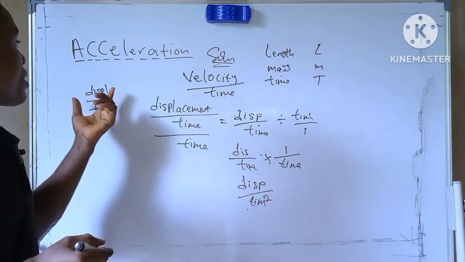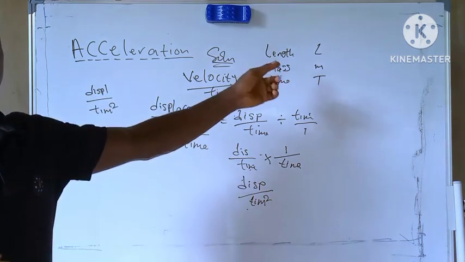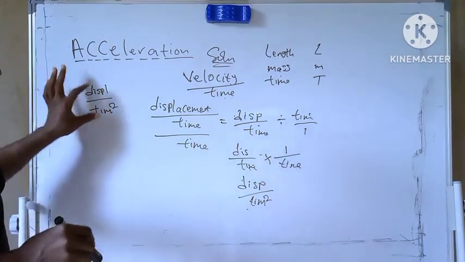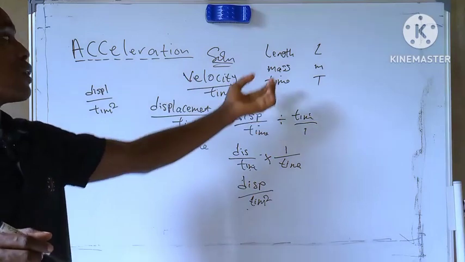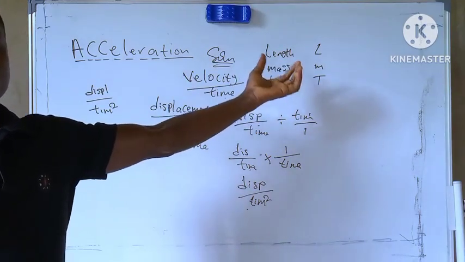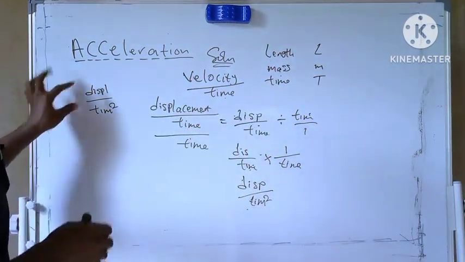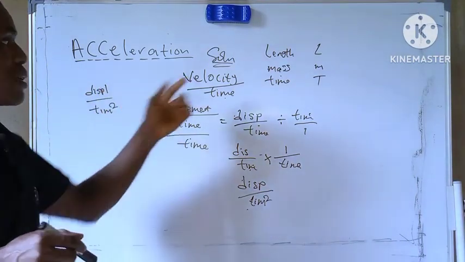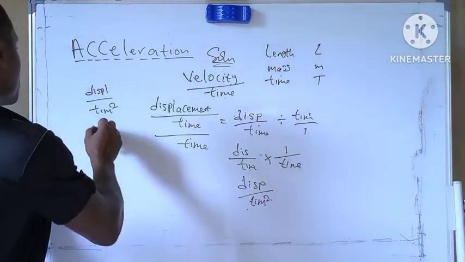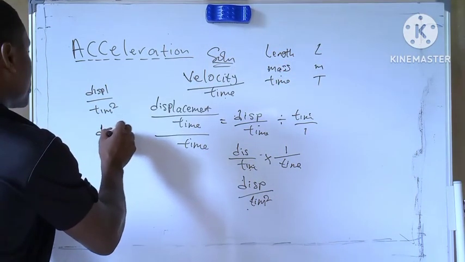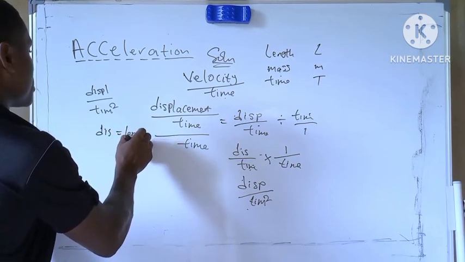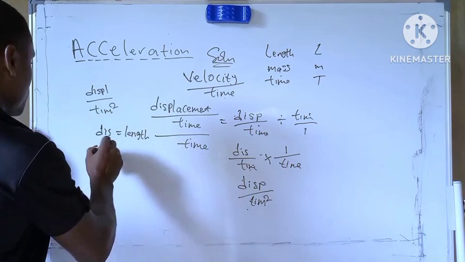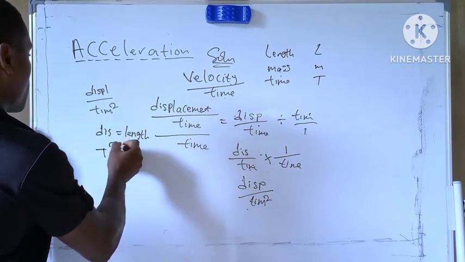So displacement, we can represent it as length. So in writing down the dimension of any physical quantity, we have to change everything in order to correspond with these approved theoretic physical quantities. Are you getting it? So in the place of displacement, we can represent displacement as length. Are you getting it? So displacement, we can write it as length, while the symbol of time is T, which gives time square as T square.